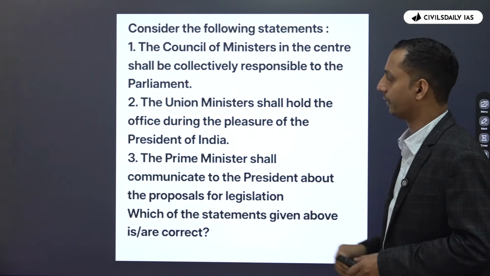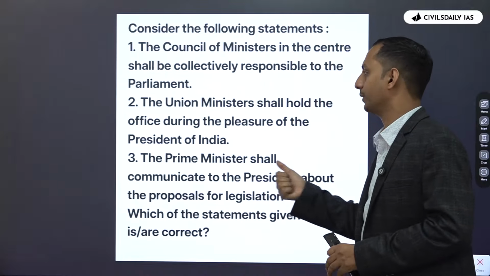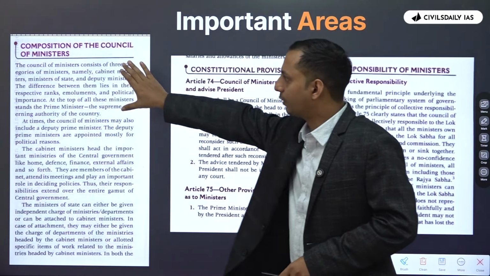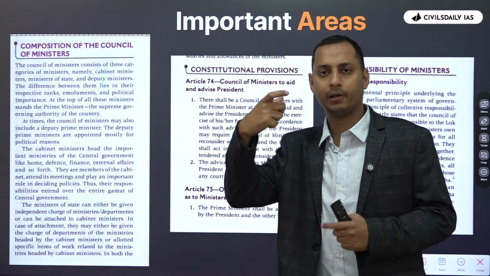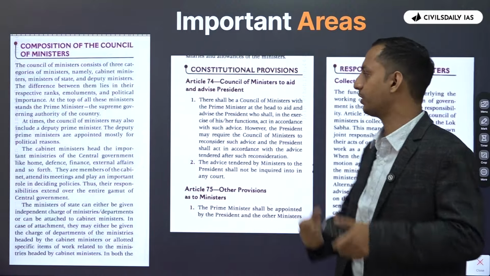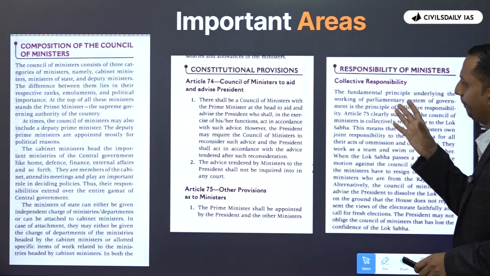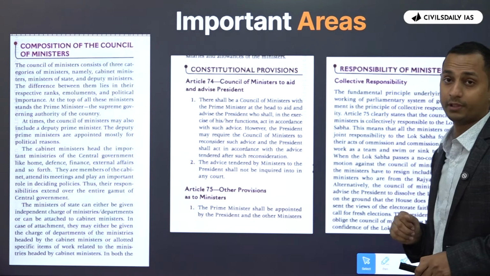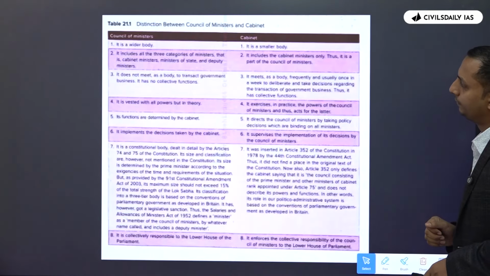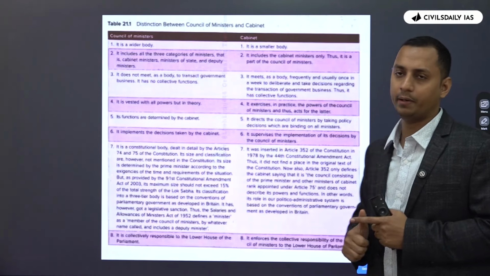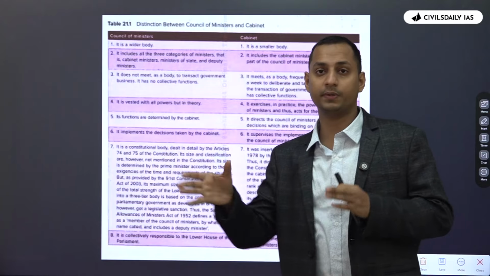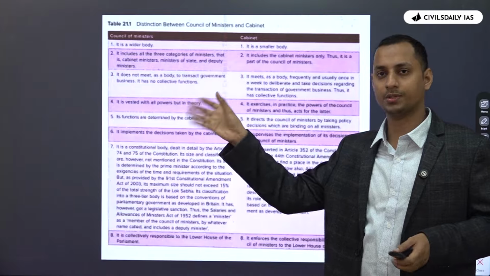This is also with respect to the powers and the relation between the Prime Minister and also the Council of Ministers. So what are the important areas? First of all, the composition of the Council of Ministers, the relation between the Prime Minister and the Council of Ministers, and the constitutional provisions and the responsibility, the collective responsibility of the Council of Ministers. Okay? And it's better if you have an idea of what constitutes a cabinet and what is the difference between the Council of Ministers and who constitutes the cabinet here.